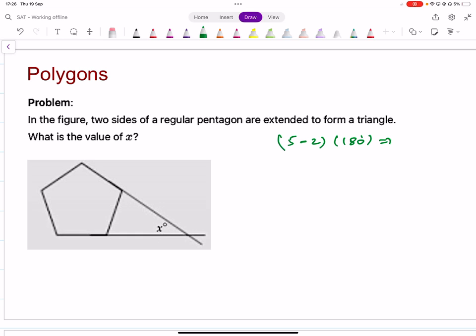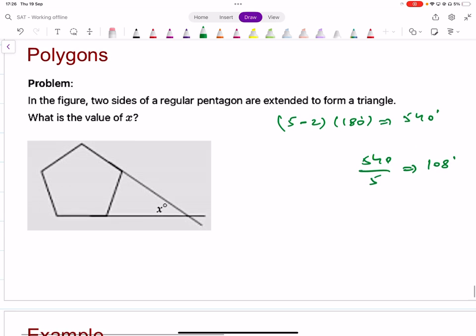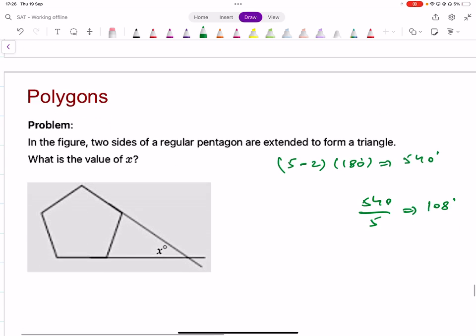That is 540. What's one angle going to be? 540 over 5, which is 108. So one of these angles is 108. So this is 108 and this is also 108. That means we know what this angle is, what this angle is. We can find them, right? 180 minus 108, that's 72. And this is also 72.